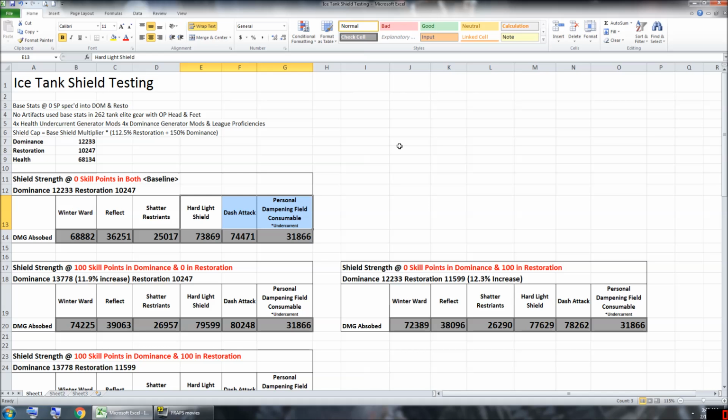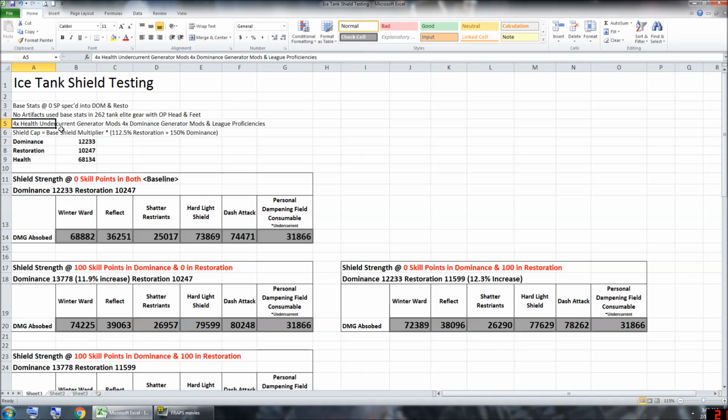Basically it gives you a baseline. When I go Fire, Atomic, and Earth, I will do a comparison with Immolation, Density, and Gemstone shields, so you can compare back to this one for the baseline strengths in the shields. So these baseline results here for the damage absorbed are with zero skill points in Dom and Resto, no artifacts on. All I'm sitting in was league buffs and a full 262 elite gear tank set with the OP feet and the OP head. So that's still going to be a bit high compared to what your baselines will be.